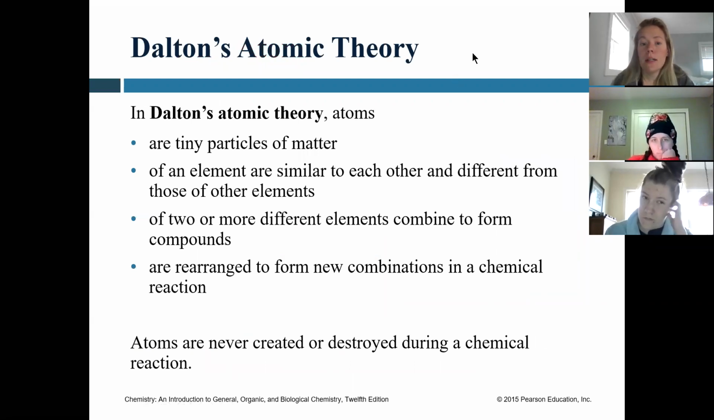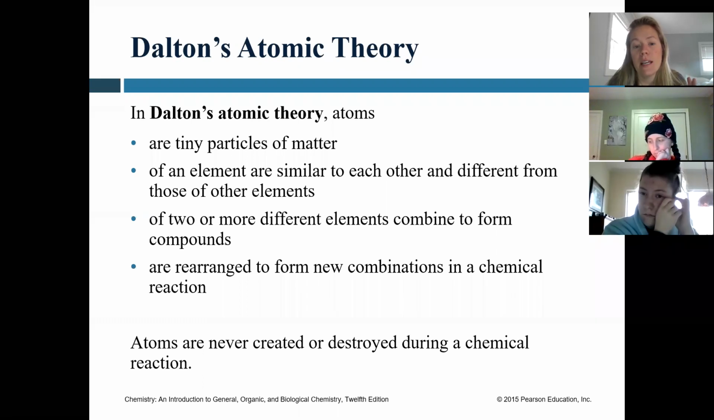So, some theories on atoms: Dalton's atomic theory. This was postulated in the 1800s. He thought that atoms were tiny particles of matter. So we had these little balls of matter. Every atom of an element is similar to each other and different from other elements' atoms. So all copper atoms are like each other, and they're all similarly different from carbon atoms.